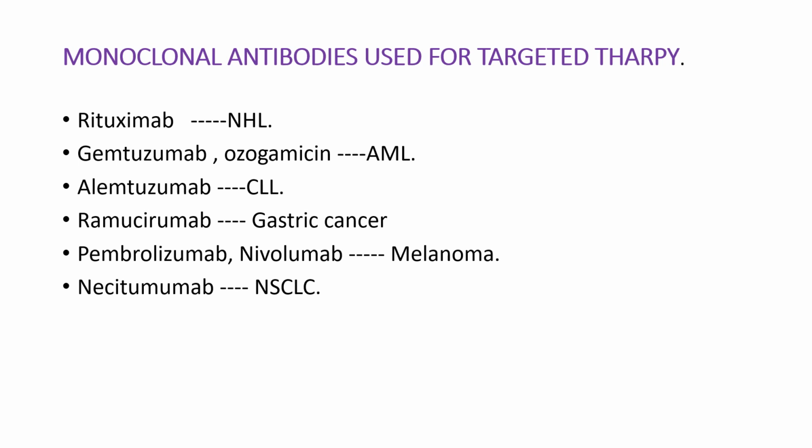Examples of targeted therapy are monoclonal antibodies used against certain malignancies, like rituximab used in non-Hodgkin's lymphoma, gemtuzumab ozogamicin used in acute myeloid leukemia, alemtuzumab used in chronic lymphocytic leukemia, ramucirumab used for gastric cancers, pembrolizumab and nivolumab used for melanoma, and necitumumab used in non-small cell lung carcinomas.